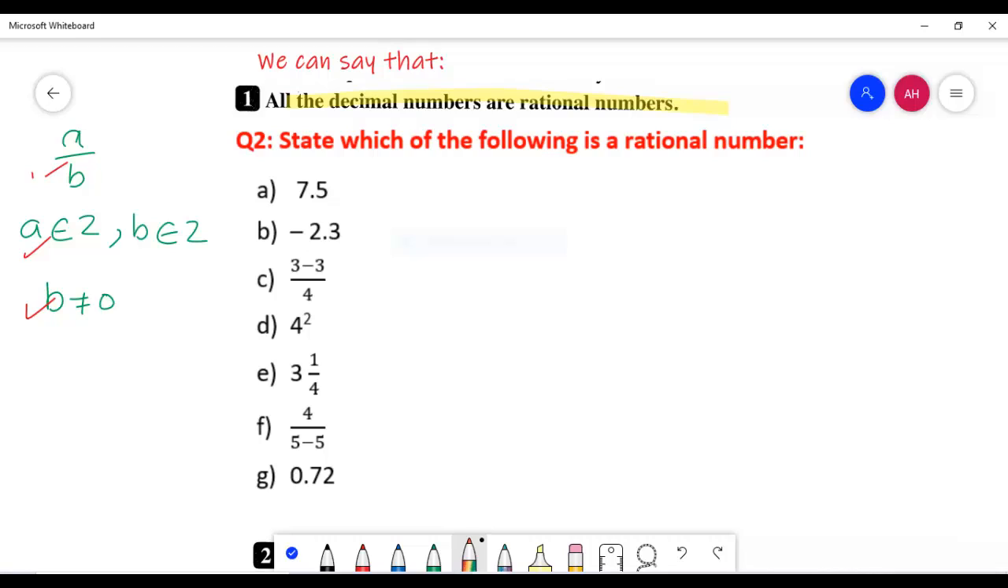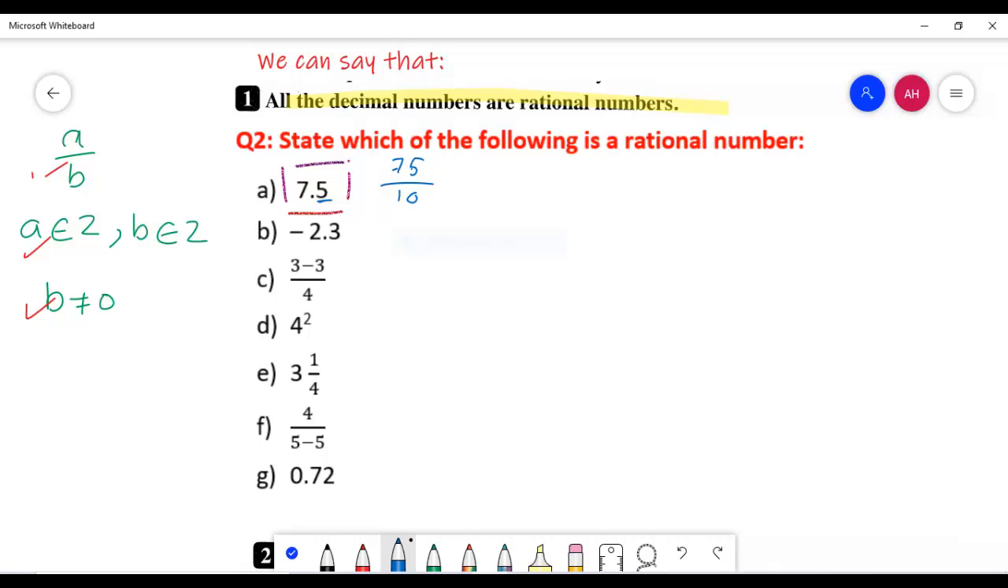Number A, 7.5, and this is a decimal number. Can I convert the decimal number to a fraction? Yes. We studied before in primary 4 that I can count how many decimal places I have, and in this example I have 1 decimal place. So my denominator is going to be 10. And then I am going to write the number as it is without the decimal. So 75 over 10.